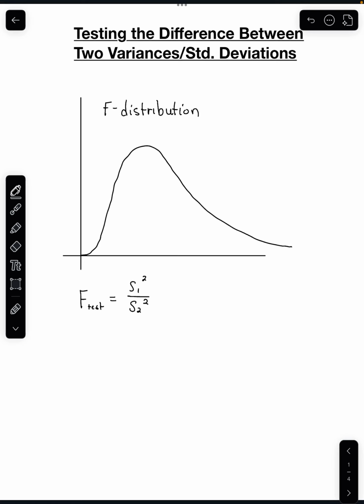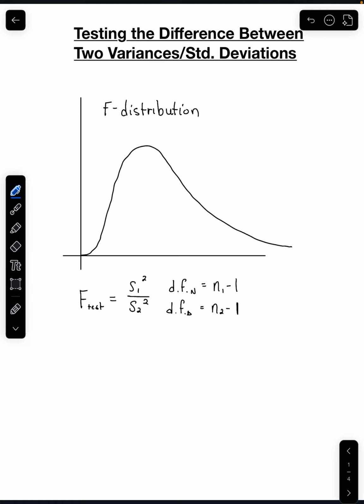Each sample then is going to provide its own degrees of freedom. Because this is set up like a fraction, we refer to these as the degrees of freedom of the numerator and the degrees of freedom of the denominator. These degrees of freedom are, quite simply, 1 less than each of the appropriate sample sizes.